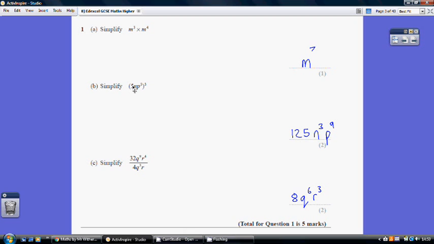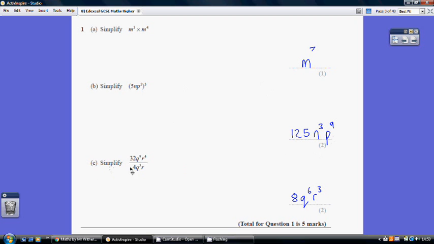Now in part B, we've got to cube each of the components of the bracket. So first of all, 5 cubed. That means 5 times 5 times 5, which is 125. Secondly, we've got to cube the n, so that's just n cubed. And then thirdly, we've got p cubed needing to be cubed. Now when we've got a power inside the bracket and a power outside the bracket, we multiply these together. 3 3s are 9, so that's p to the power of 9. So 125 n cubed p to the power of 9.